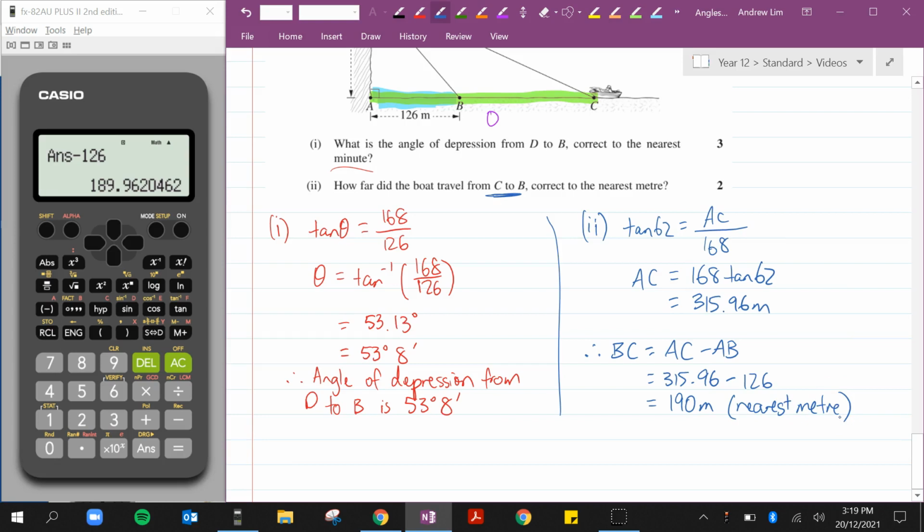Alright, so that's it. Those were a few of the questions that I could find from actual HSC papers with particular focus on angles of elevation and depression.